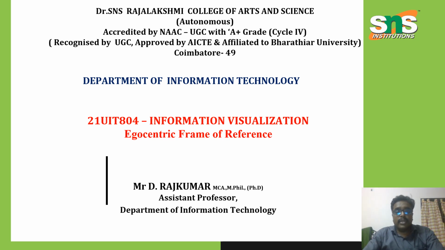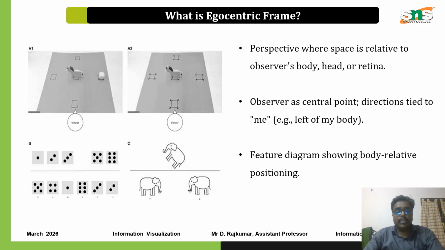So in this session, we are going to discuss the egocentric frame of reference. So what is an egocentric frame of reference? It is a perspective where we measure space relative to an observer's body, an observer's head, or an observer's retina. Here the observer is placed as a central point, and all the directions are tied to that particular observer.